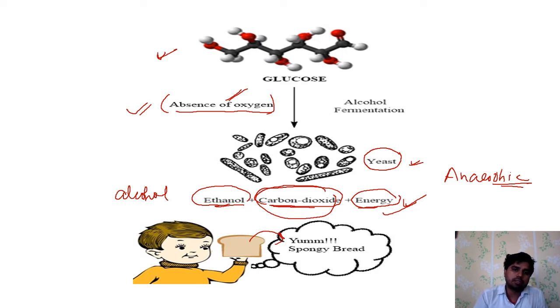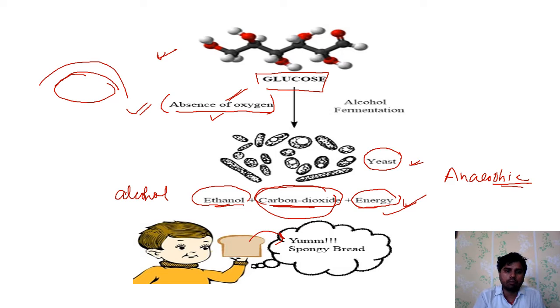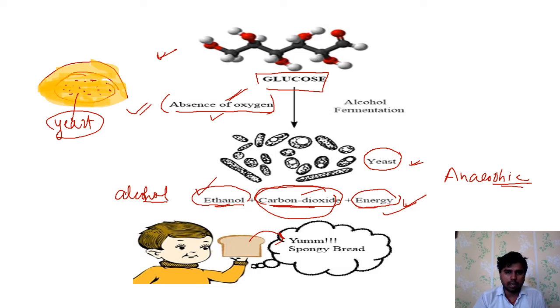So see, this is our glucose molecule, and in the absence of oxygen, how are we going to cut off the presence of oxygen? By covering the dough. If we cover this dough with a cloth or with a utensil, then there will be a cut off of oxygen, there will be no oxygen available there. And what will happen? There will be fermentation taking place, and there will be growth of yeast. The growth of yeast will do fermentation, and this fermentation is going to produce the final products: ethanol, that is alcohol, carbon dioxide and energy.